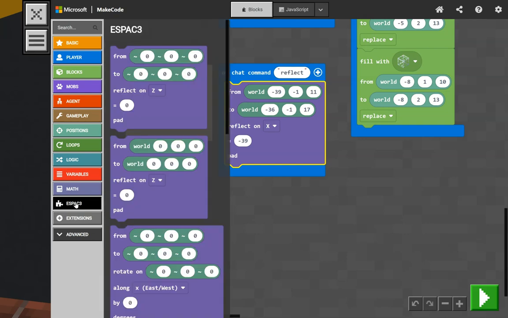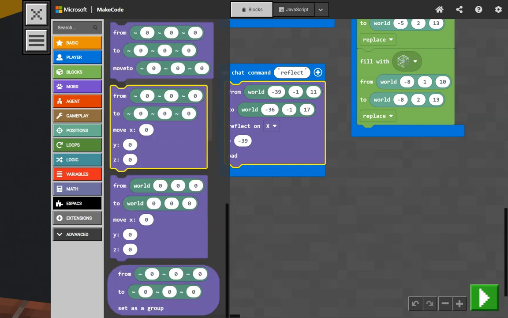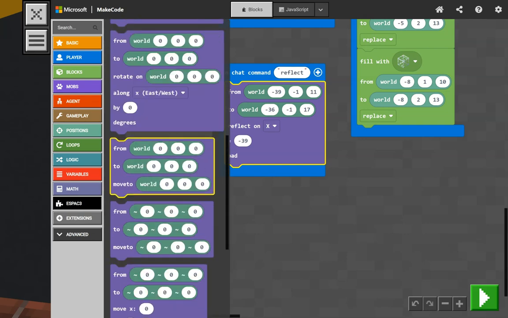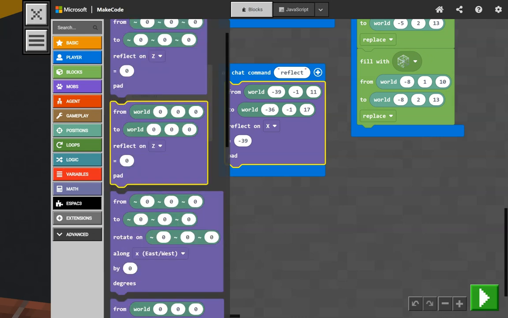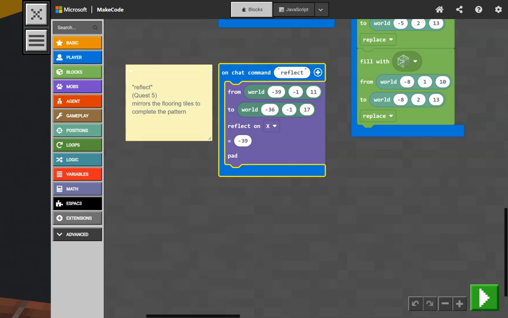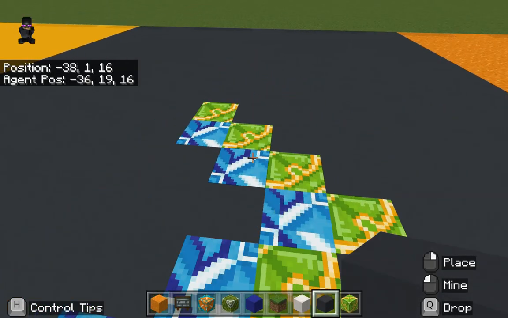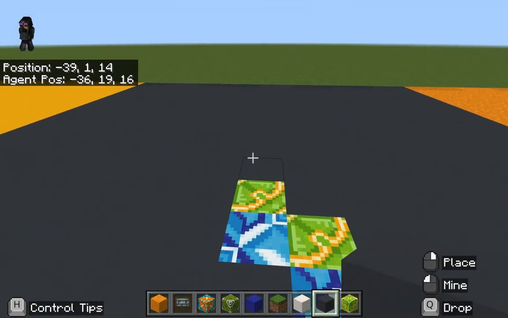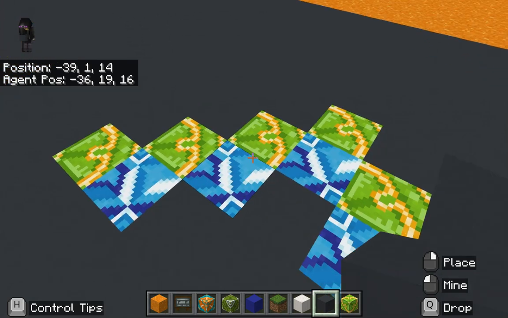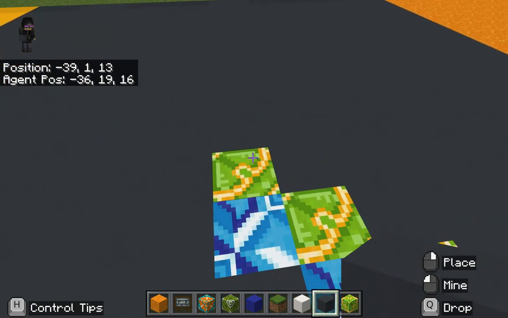So in the eSpace commands here, there's a whole bunch of them. And if we scroll down, eventually you'll find one that says from, to, reflect on, and then a padding. So let me explain what's going on here. So the from and the to, so this from is going to be, again, from the furthest this way, leftmost, lowest. Well, they're all the same height, so the Y values are going to be the same.